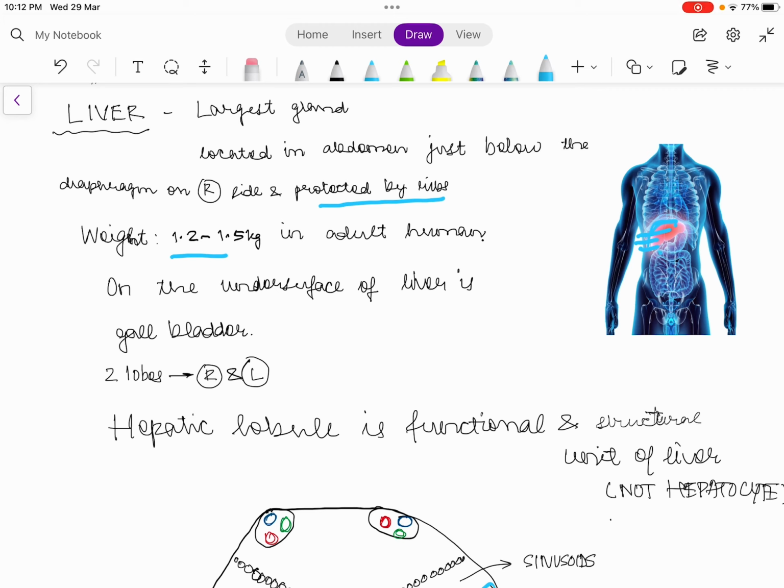There is gallbladder on the undersurface of liver. Liver is subdivided into two lobes, right lobe and left lobe. These lobes are further subdivided into segments, and hepatic lobule is the functional and structural unit of liver. Hepatocyte is not a functional and structural unit. It is hepatic lobule which can function as a single unit.